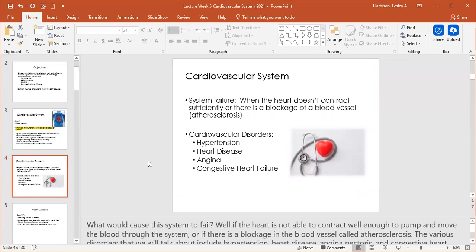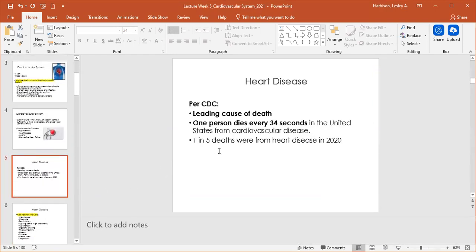The cardiovascular system, if it fails, what's happening is your heart is not contracting sufficiently, or there is a blockage somewhere, and we call that blockage atherosclerosis. So the diseases we're going to talk about are hypertension, heart disease, angina, and congestive heart failure. So per the CDC's website, I just pulled this off the other day, the leading cause of death is heart disease, and about one person dies every 34 seconds in the United States from some cardiovascular disease. So that's about 1 in 5 deaths were from heart disease in 2020.